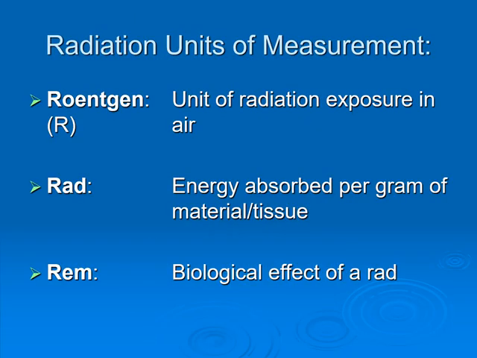Radiation is often spoken of using three units. The roentgen, or capital letter R, is a unit of exposure in air. When that exposure enters a material or tissue, we use the term rad. The rad is the energy absorbed per gram of material. The rad takes into account the type of tissue or material being irradiated. To determine the biological effect of a rad, we use the term rem. The rem takes into account the type of radiation.